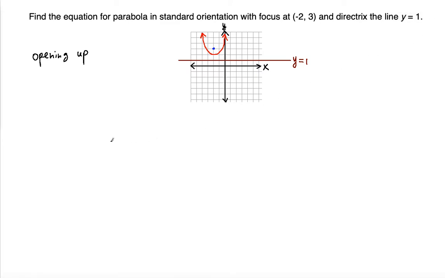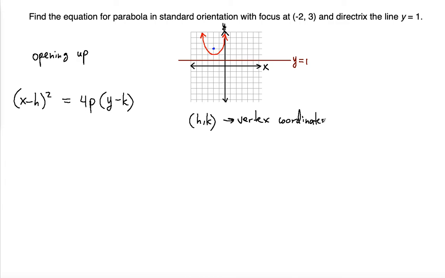So if it's opening up, we know that the equation that we're looking for should be of the form (x minus h) squared equal to 4p times (y minus k). Okay? Now h, k represent the vertex coordinates, right? Okay, so the vertex coordinates.